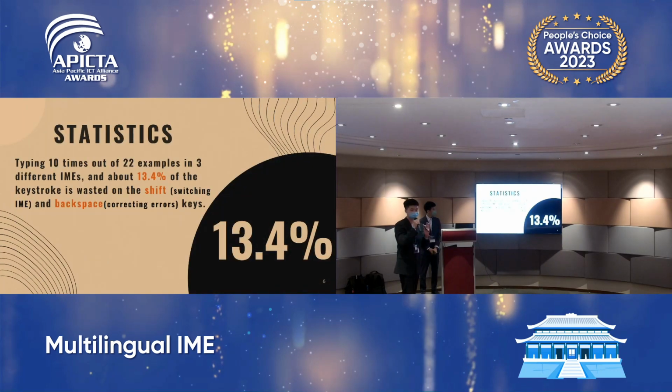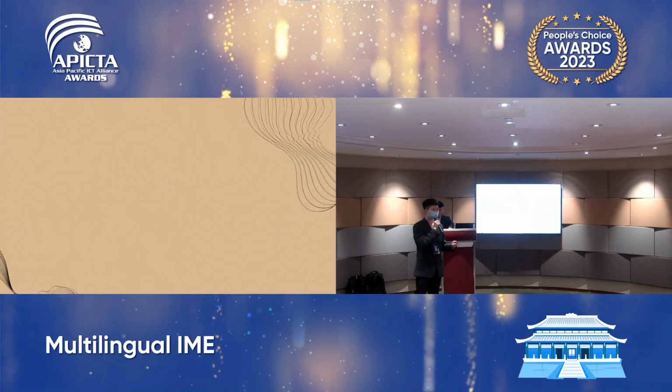So we made another statistic. We tried to type 10 times out of 22 examples, nearly 5,200 words in 3 different input method editors. And about 30.4% of the keystrokes are spent on shift and backspace. Shift is for changing input method editors, and backspace is for correcting errors.